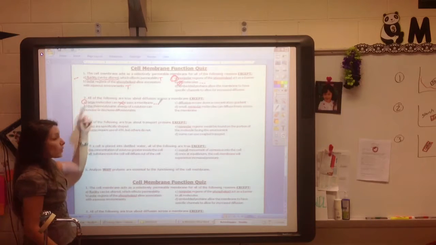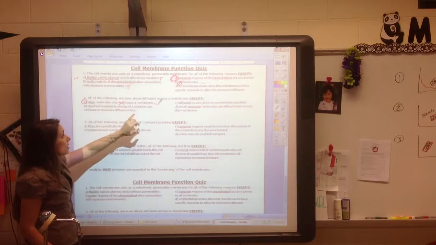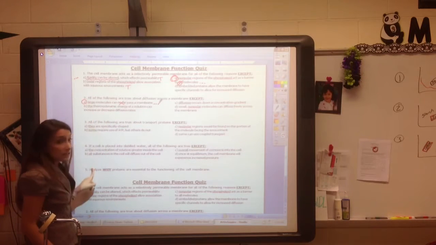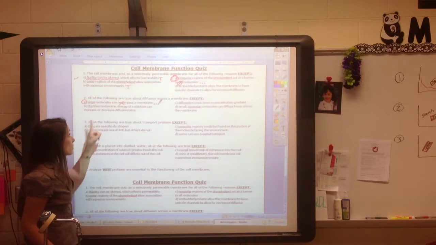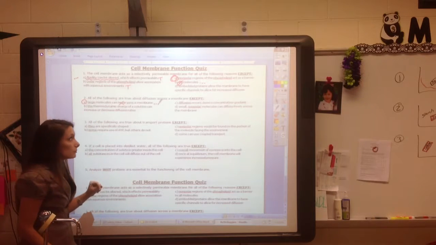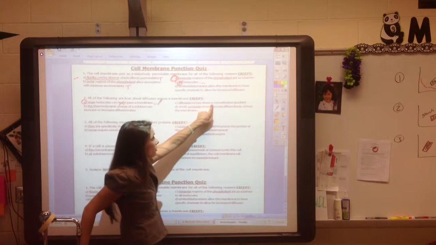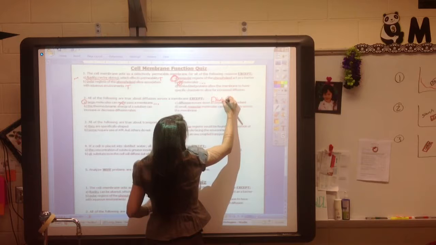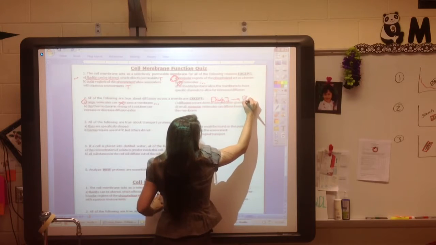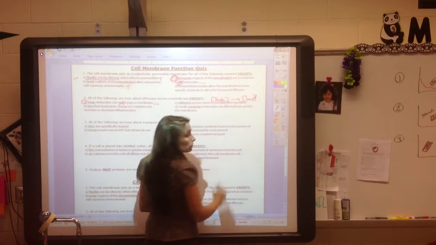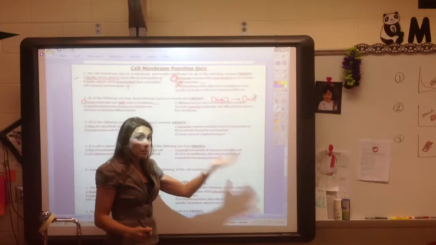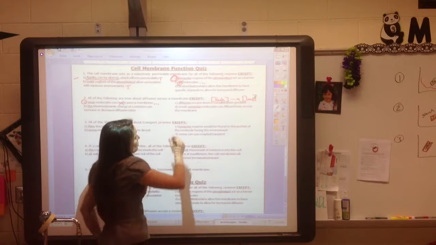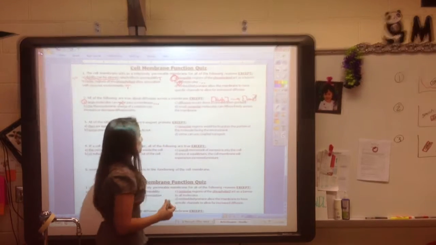B, this is true. If we have lots of thermodynamic energy, then the diffusion rate will increase. If we have less, if it's colder, the molecules are moving slower, that'll decrease our diffusion rate. Diffusion does occur down a concentration gradient from a high concentration to a low concentration. That is diffusion. Active transport sometimes moves it the opposite way. D, small nonpolar molecules can diffuse freely. That's very similar to that question there.